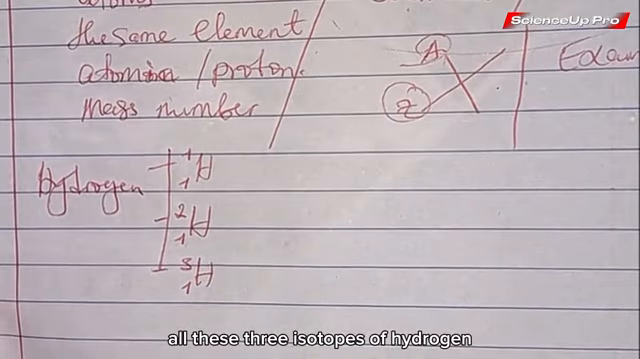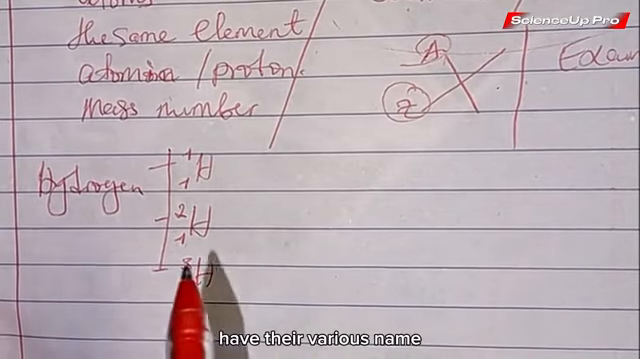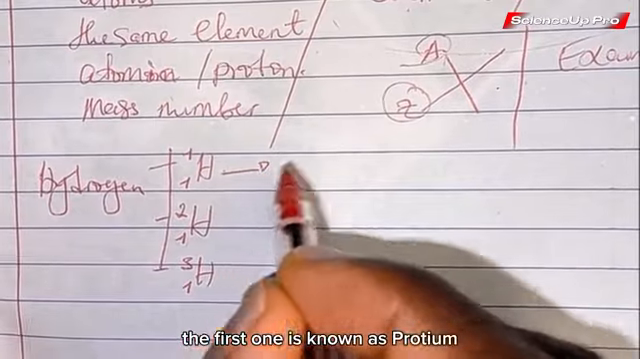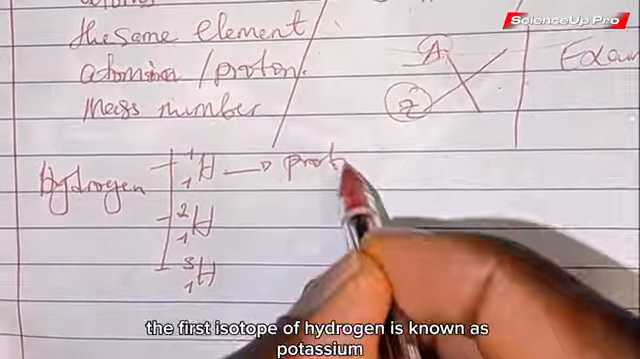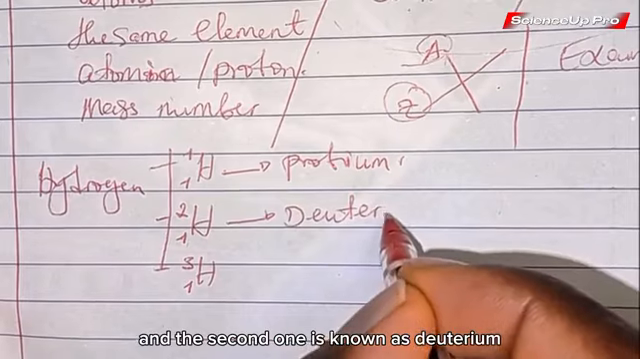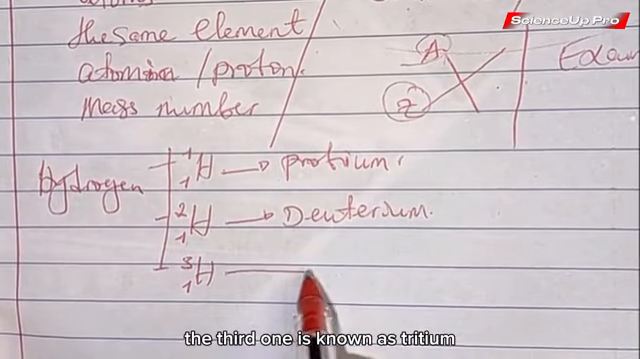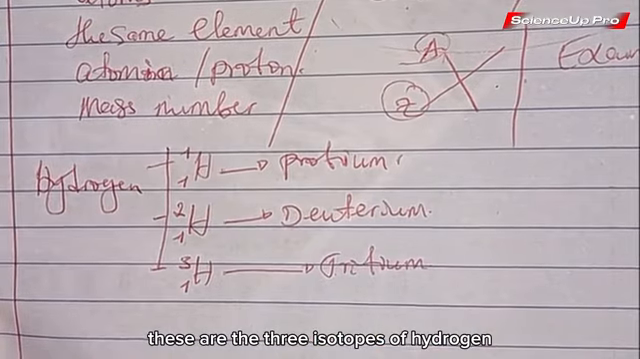All these three isotopes of hydrogen have their various names. The first isotope of hydrogen is known as protium. The second one is known as deuterium. The third one is known as tritium. These are the three isotopes of hydrogen.